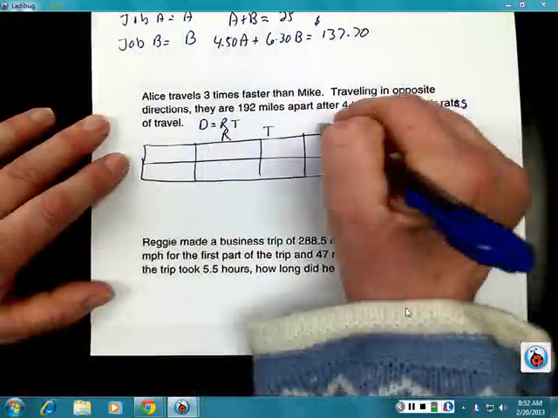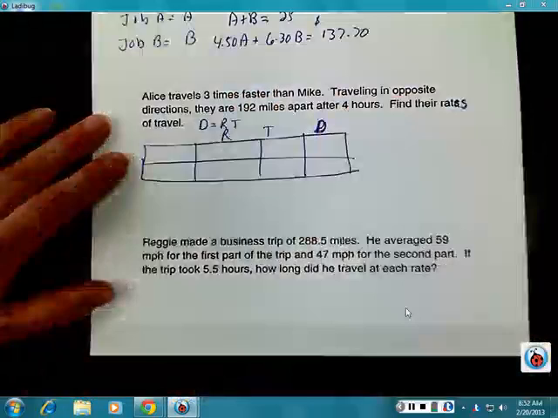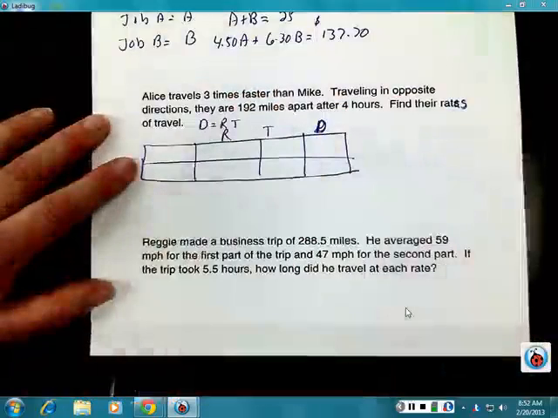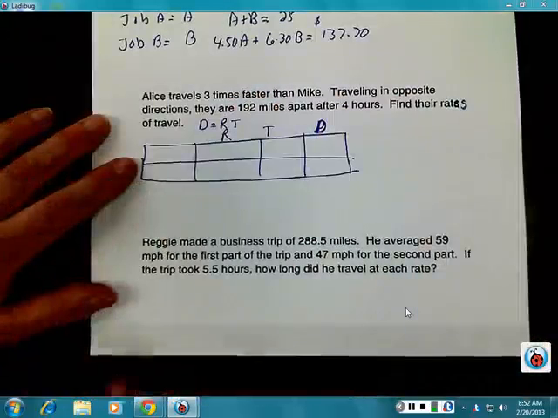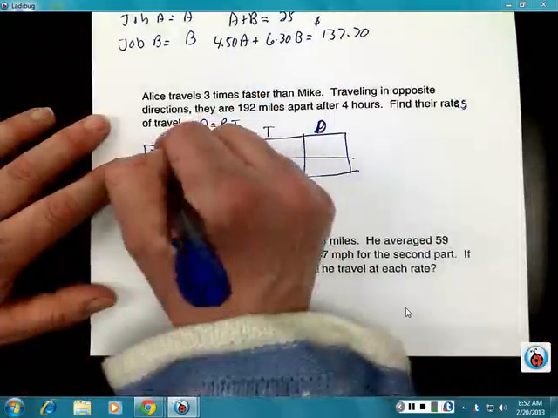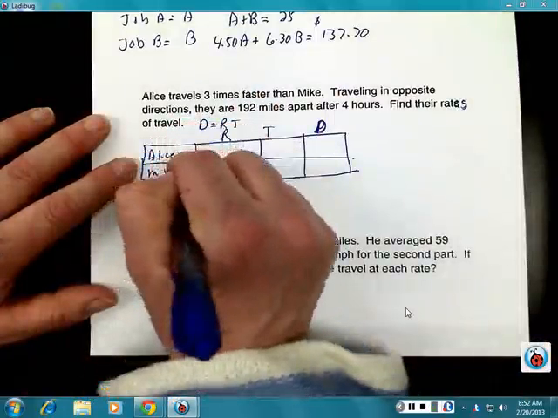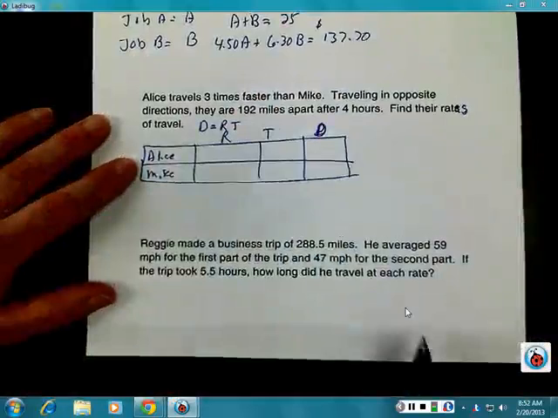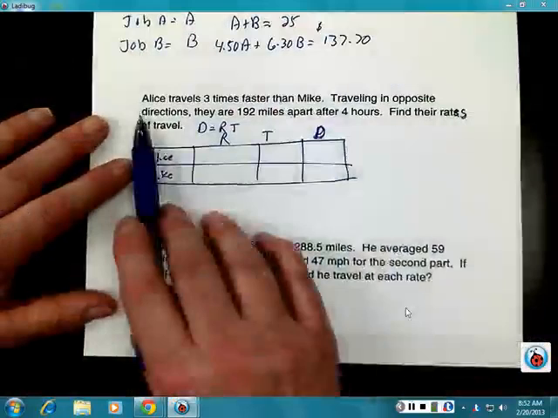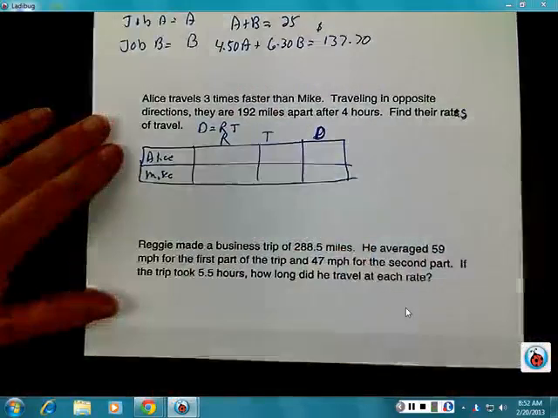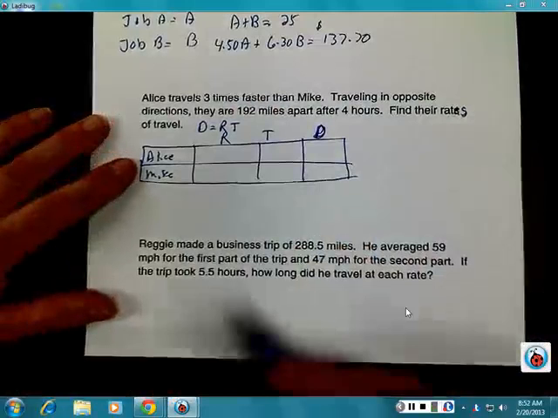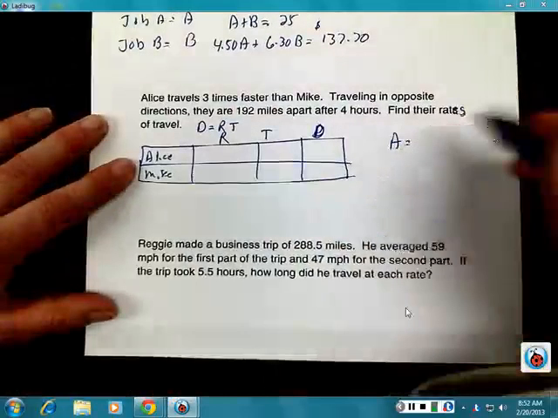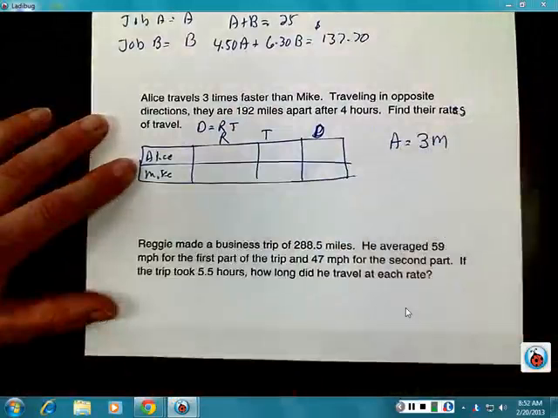Rate, time, distance. So do we base it on Alice and Mike? Yep, Alice, Mike. What do we know about Alice and Mike? Alice travels 3 times faster than Mike. So Alice travels 3 times Mike's rate, right?